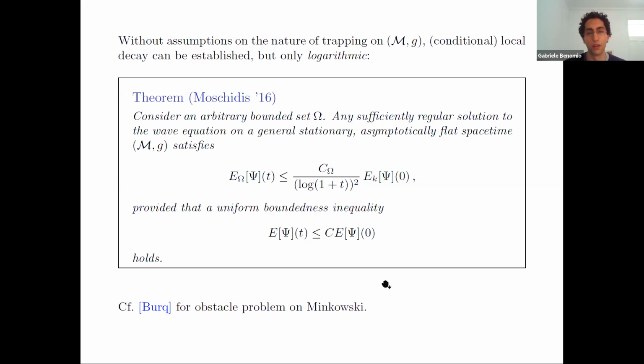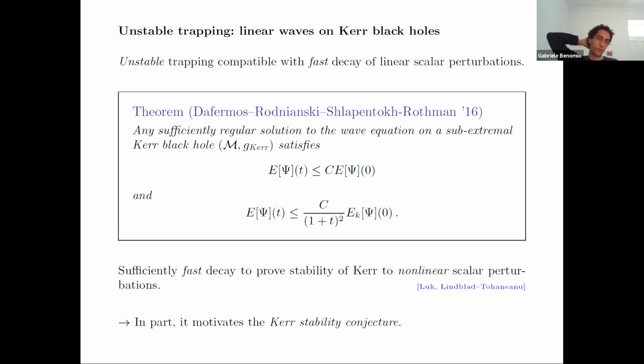Okay. So let's now see what one can say when more about the nature of trapping is known. And for this, let's go back to Kerr black holes. So remember I told you that for Kerr black holes, one has geodesic trapping, but this trapping has to be unstable. And the claim is that unstable trapping is compatible with fast decay of linear scalar perturbations. And it's not just compatible, but it is a theorem of Dafermos, Rodnianski, Shlapentokh-Rothman. The fast decay on Kerr black holes can indeed be proven.